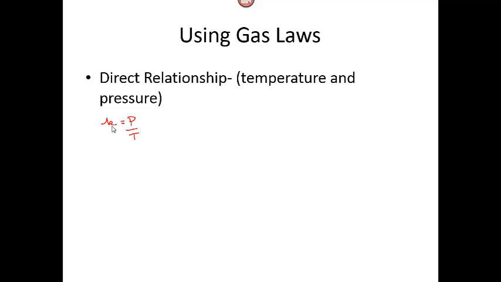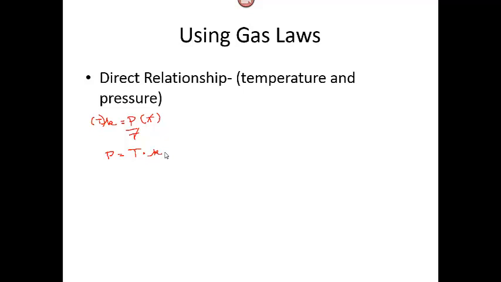So in this case, K equals P divided by T. If we want to solve for pressure in this type of problem, we would have to multiply both sides by T. So our T's would cancel over there, and our pressure is going to end up being equal to the temperature times the constant.